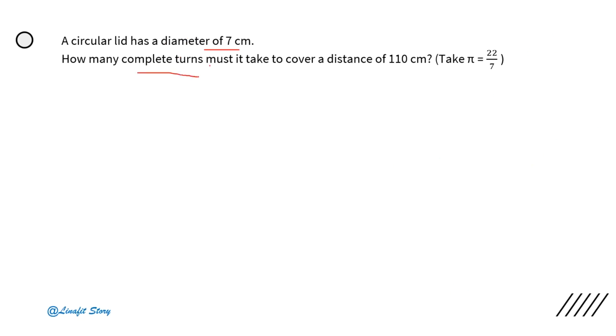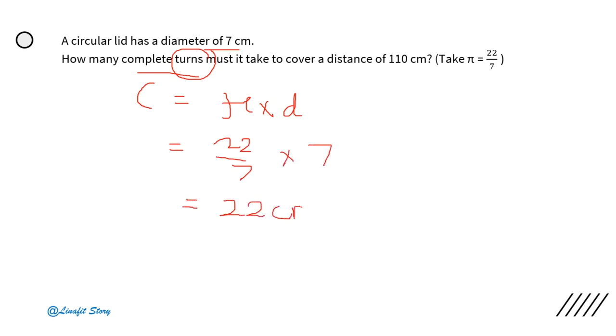A circular lid has a diameter of 7 cm. How many complete turns must it take to cover a distance of 110 cm? Take pi equals 22 out of 7. So first, you should find its circumference. So pi times diameter, 22 out of 7 times 7 equals 22 cm.